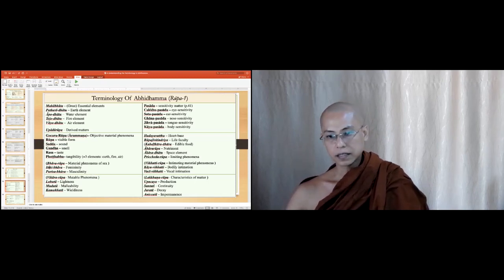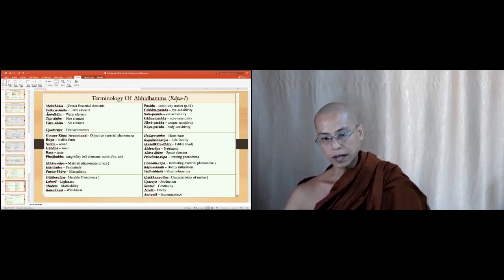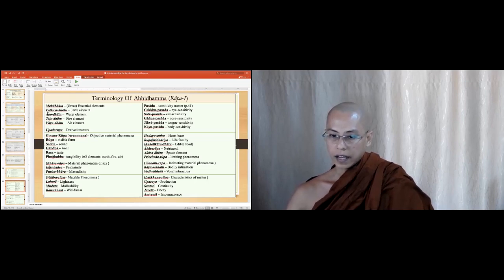Then the other types of materialities are listed here. Hadaya Vatu and Rupa, Jividendriya, life faculty. And then Gavalikara Ahara, edible food. Ahara Rupa is also the same as Gavalikara Ahara, nutriment. Akasa Dhatu, space element. Akasa is space and Dhatu is element, space element. Prechira Rupa, Prechira, limited phenomena.